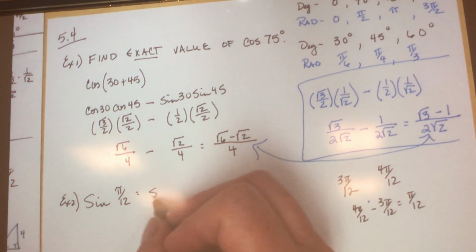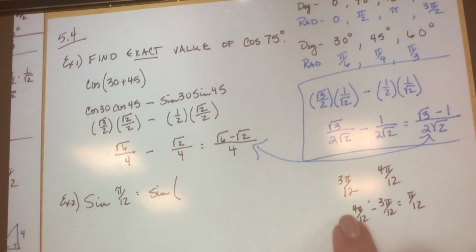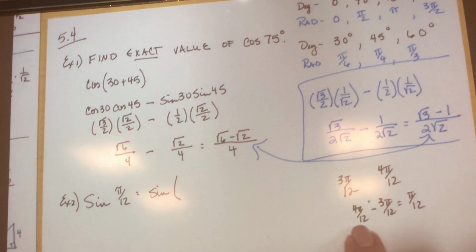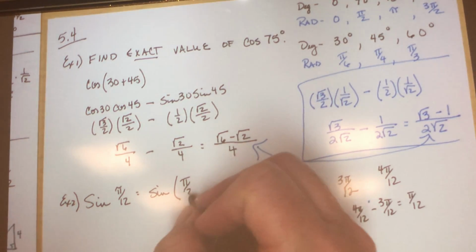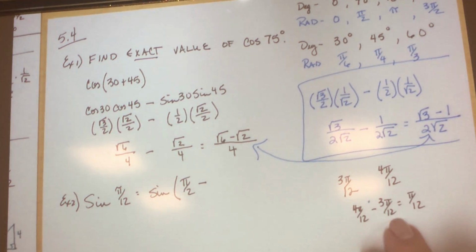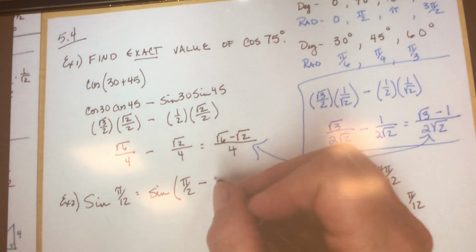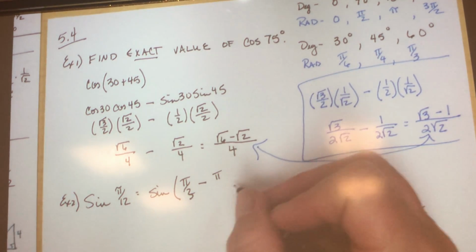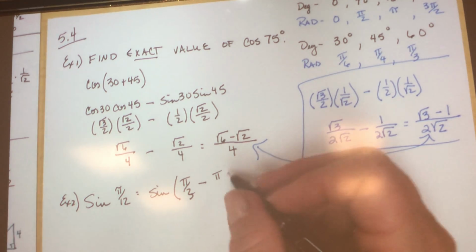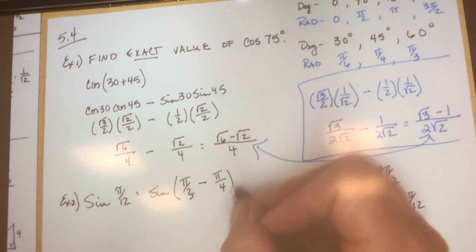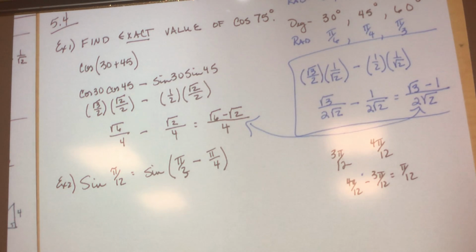So this is really the sine of, what is 4 pi over 12? Pi over 3. Minus, what is 3 pi over 12? Pi over 4. Sorry, I wrote a 2 and I didn't write a 3. All right, so is everybody okay? I got pi over 3 minus pi over 4. That is pi over 12.